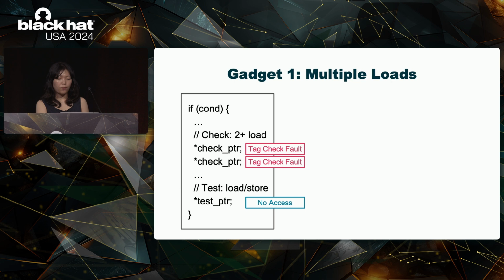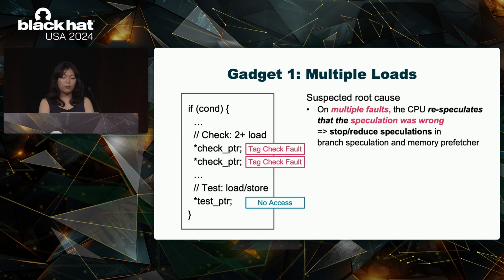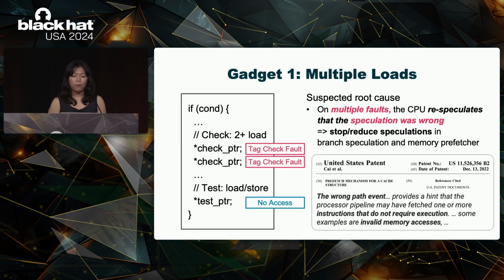For the root cause, as ARM has not disclosed any hardware side details, we conducted additional experiments and reviewed the relevant documents. And we suspect that on multiple faults, the CPU re-speculates that the previous speculation was wrong. In other words, if the CPU experiences too many faults, it considers them as an indicator of the wrong path and stops or reduces the speculative behaviors. This root cause is based on the relevant patent filed by ARM Limited, and our paper also provides the experimental results supporting this conclusion.